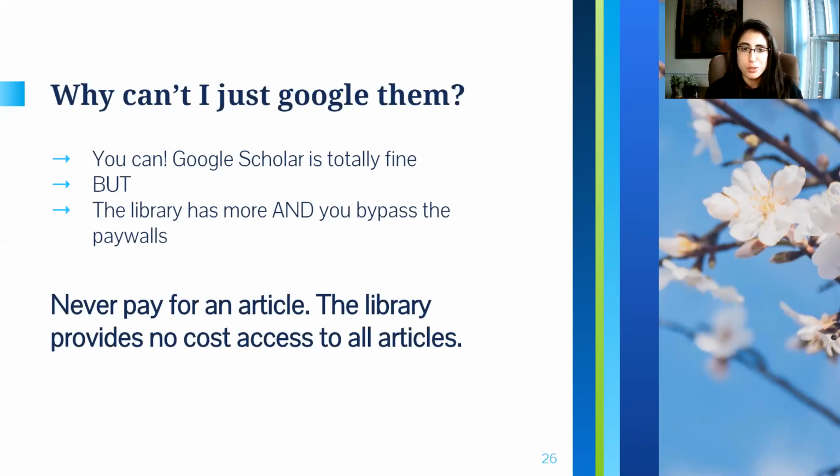So if you are on Google Scholar, you find an article you want, and it's asking you to pay, all you simply need to do is copy that article's title from Google Scholar and paste it into the library search box in the middle, and hopefully it will find it for you. And again, I cannot stress this enough: never, ever pay for an article. The library provides no-cost access to all of these articles.